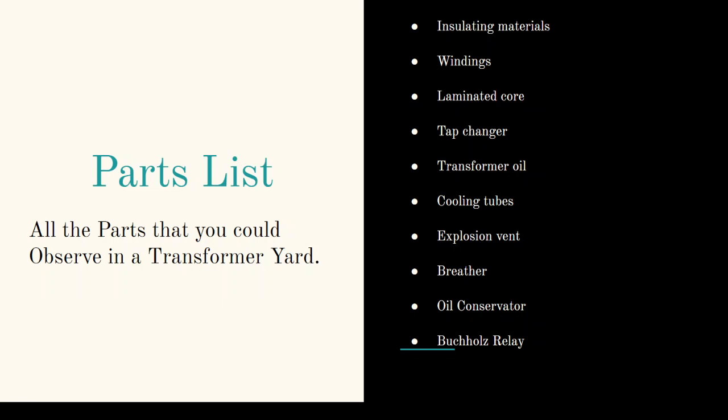Cooling tubes. Cooling tubes are just the radiative fins of your transformer to keep the oil inside the transformer cool. The moment the oil comes in contact with the transformer and becomes hot, its density reduces, it rises up to the surface, goes through these cooling tubes, radiates the heat into the atmospheric air, and sinks back to the bottom. The circulation of oil is through these cooling tubes.